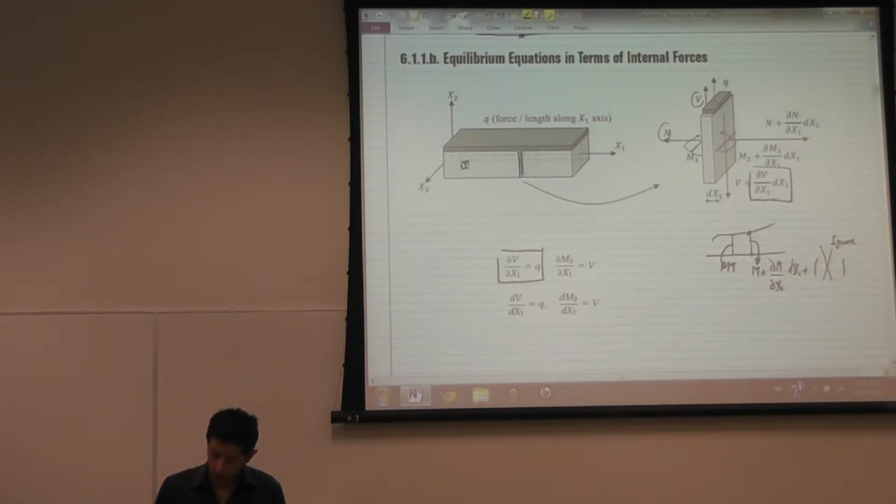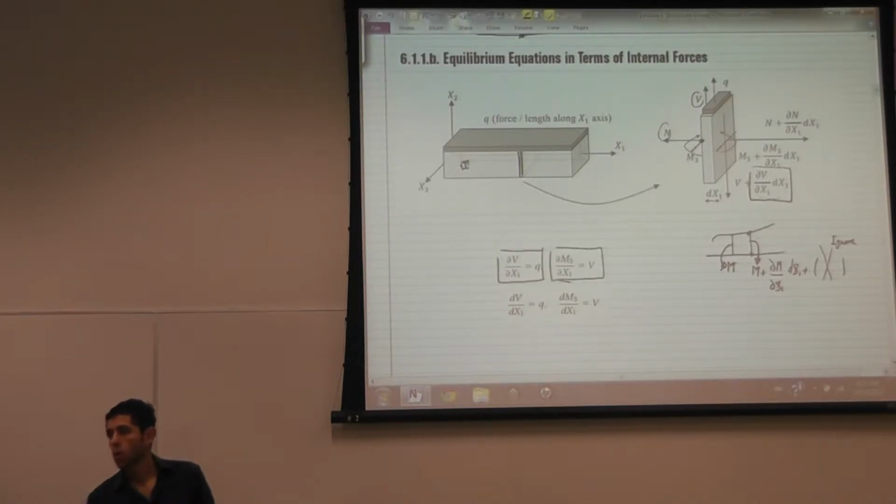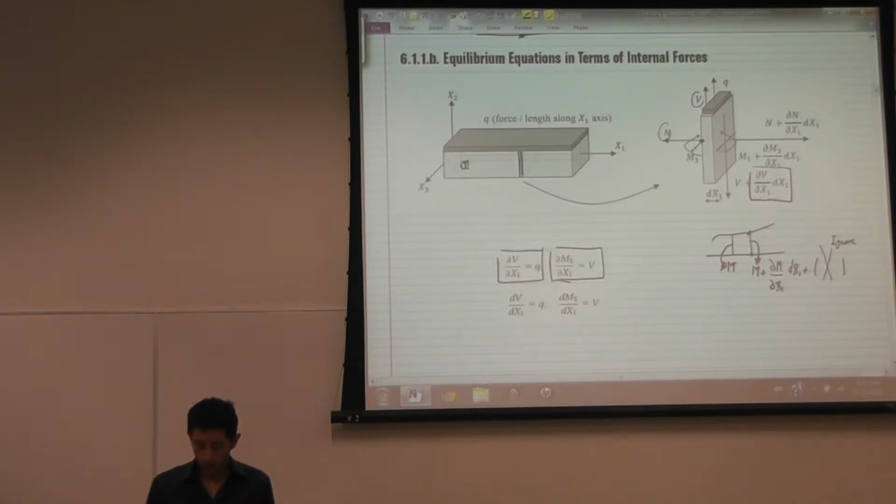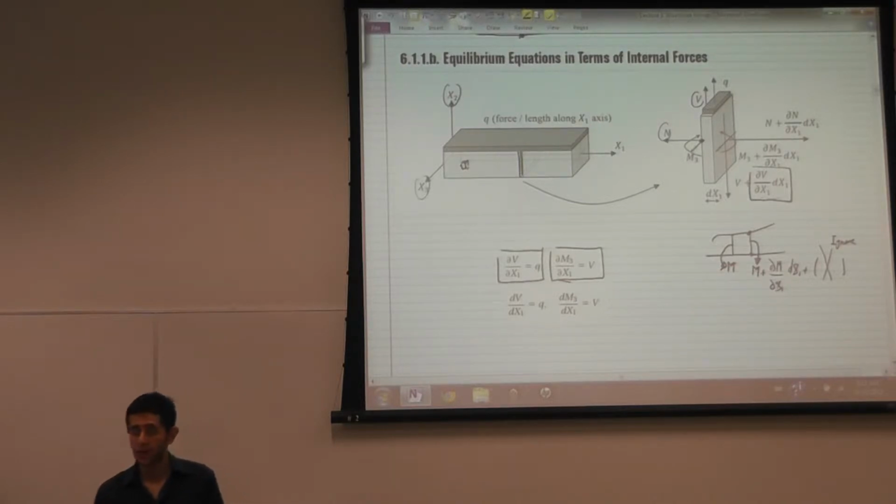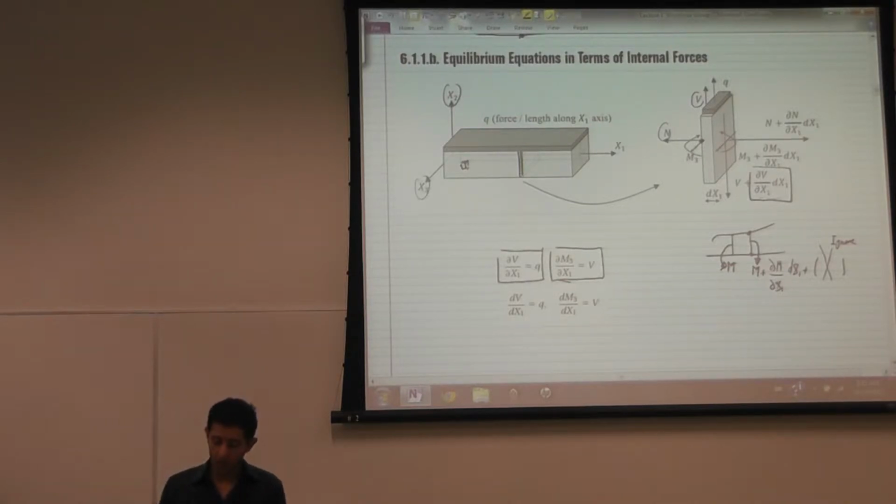And if you take the moment around this point, you'll find that the rate of change of the moment is equal to the shear. Now, because we have replaced the whole thing with only x1, we're not interested in x2 and x3, or things do not vary with x2 and x3. The only independent variable is x1. Because the only independent variable is x1, we're going to replace partial d by partial x1 with d by dx1.